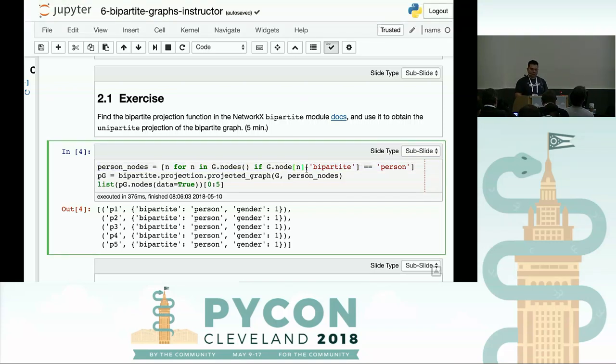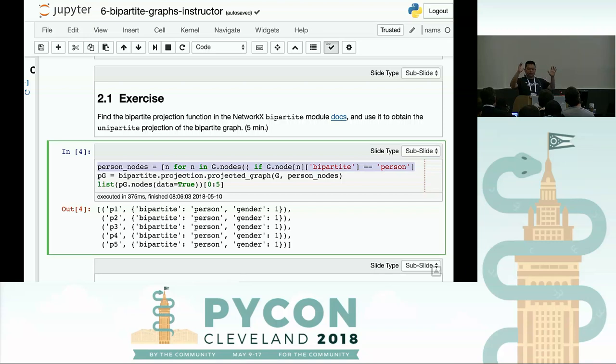So it's noon. I'm going to walk you through the answer. Don't worry if you didn't get it. This time period is a little bit compressed on purpose. So what we need to do here is first collect the node set of person nodes, right?